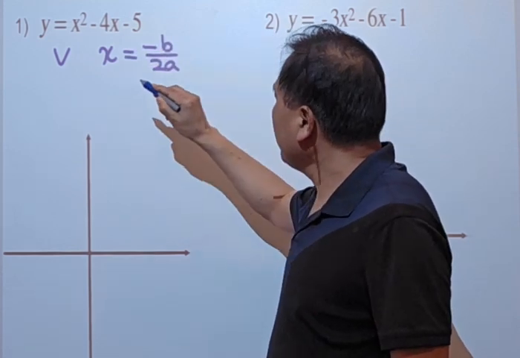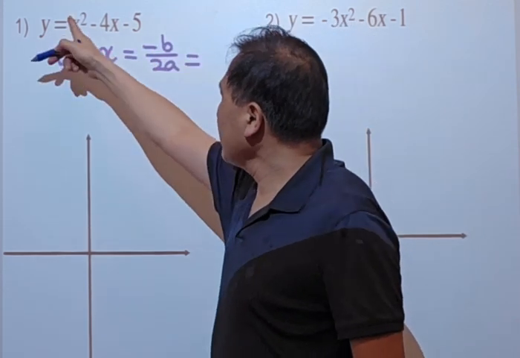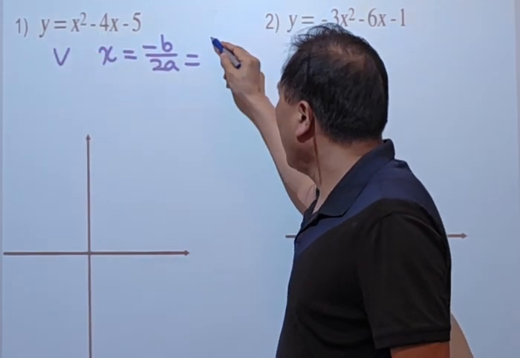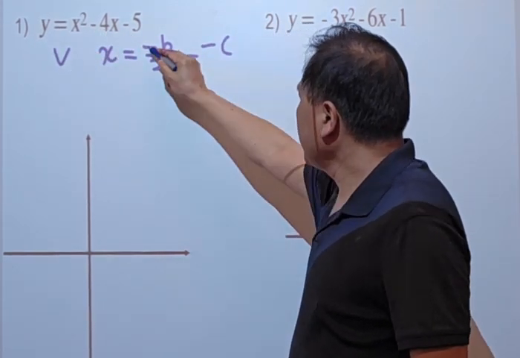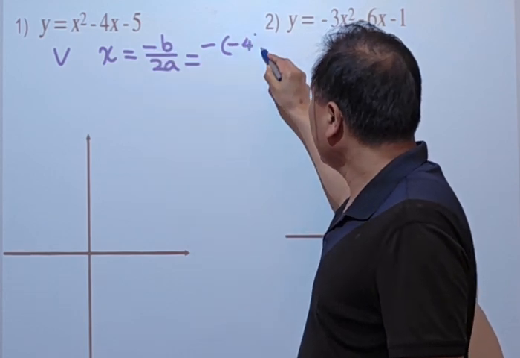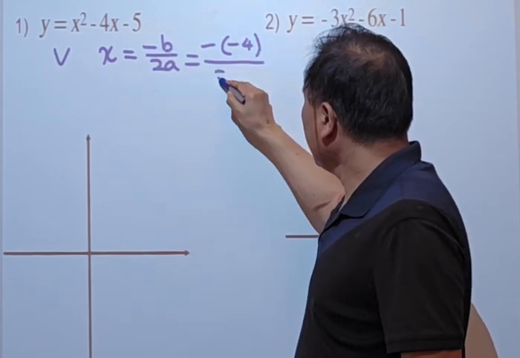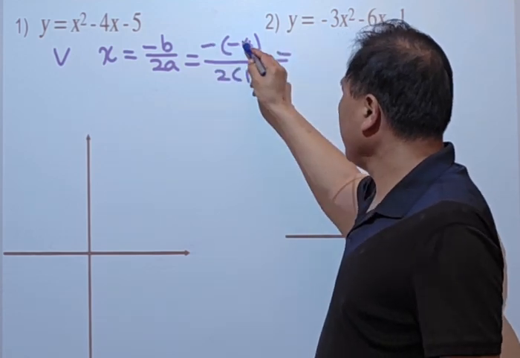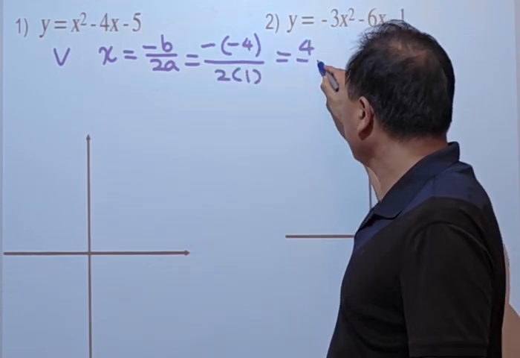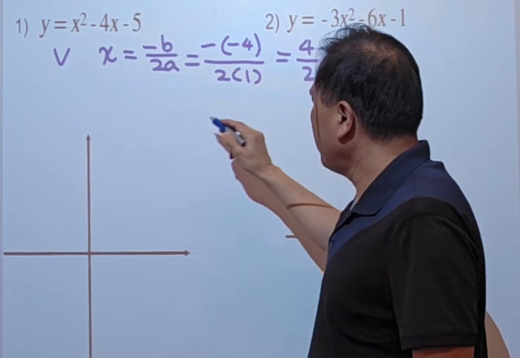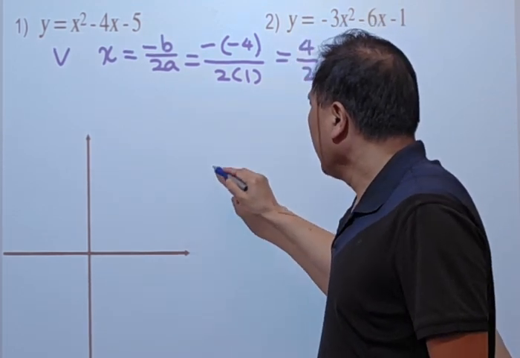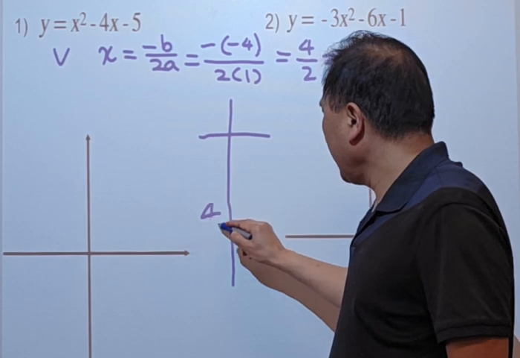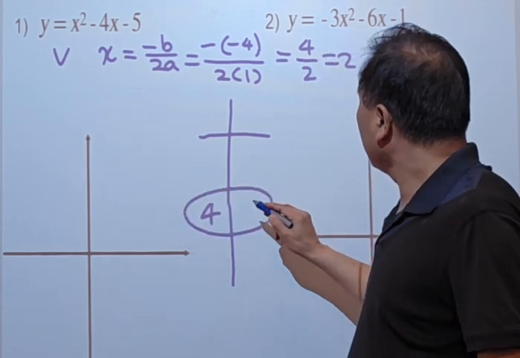So if you find negative b over 2a, a is nothing, which means it's 1 there. So a is 1, and b is negative 4. So negative b is negative negative 4, over 2 times a, which is 1. Negative becomes positive, so 4 over 2, which is 2. So the vertex x value is 2, okay, and the vertex you always write in the middle.